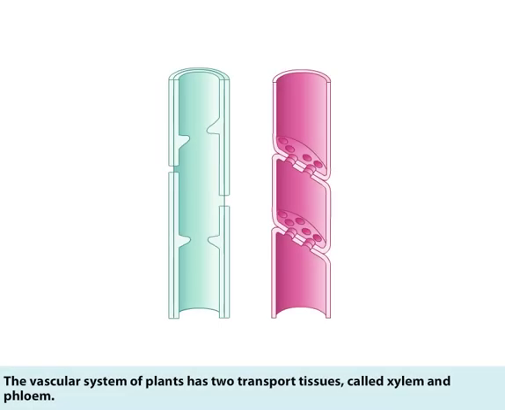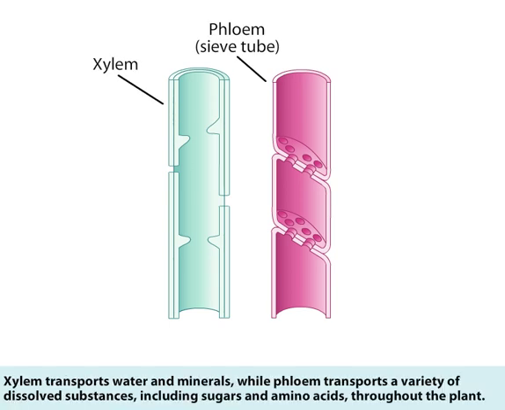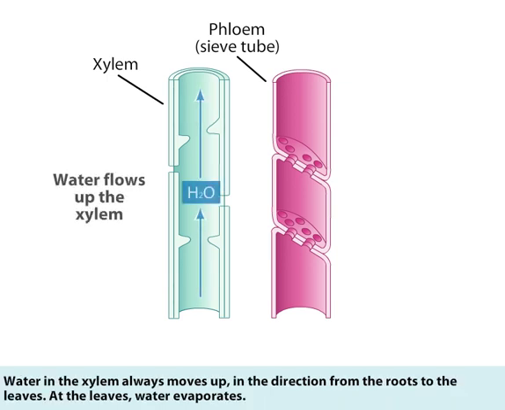The vascular system of plants has two transport tissues called xylem and phloem. Xylem transports water and minerals, while phloem transports a variety of dissolved substances, including sugars and amino acids, throughout the plant.